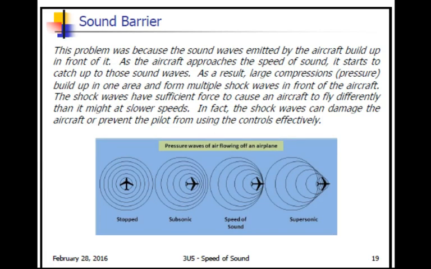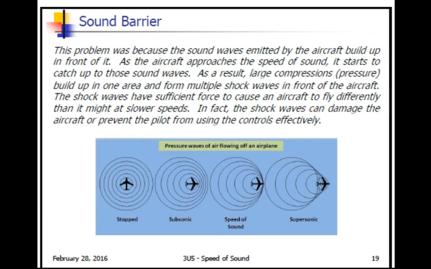The problem was that the sound waves emitted by the aircraft built up in front of it. As the aircraft approaches the speed of sound, it starts to catch up to those sound waves. As a result, large compressions build up in one area and form multiple shock waves in front of the aircraft. The shock waves have sufficient force to cause an aircraft to fly differently than it might at slower speeds. In fact, the shock waves can damage the aircraft or prevent the pilot from using the controls effectively.